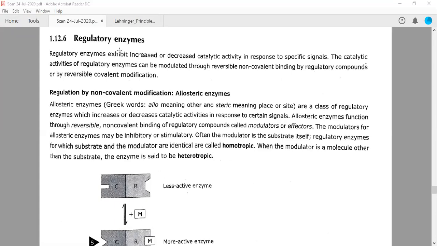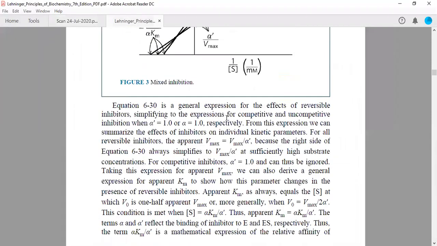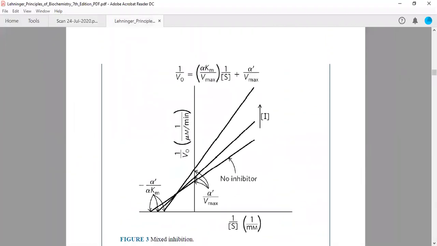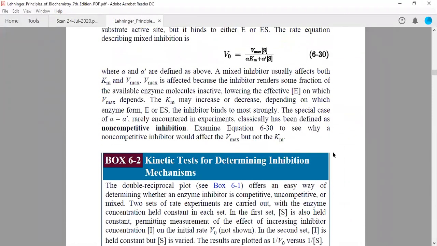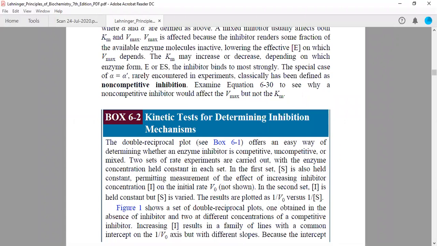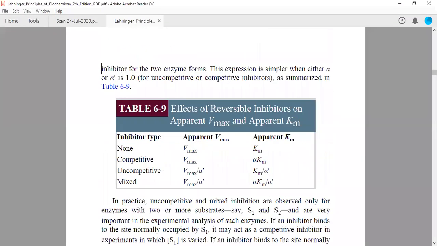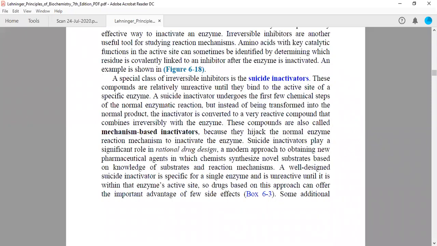So for example, we have discussed irreversible inhibition, and in irreversible inhibition we have discussed suicide inhibition, and suicide inhibition is given in your book also. So if you try to find it, okay, so not here. Okay, so here is a special class of irreversible inhibitors, which are actually called suicide inactivators or mechanism based inactivators.